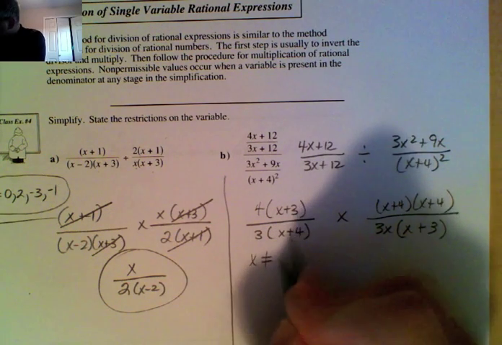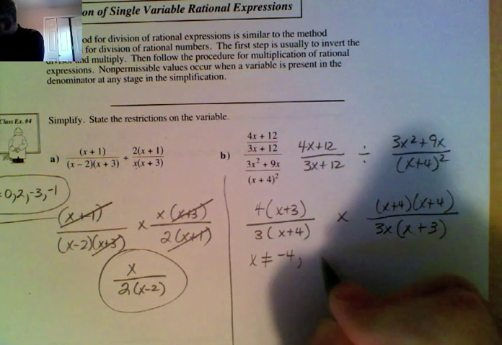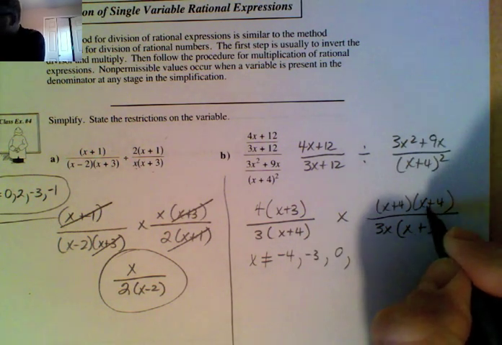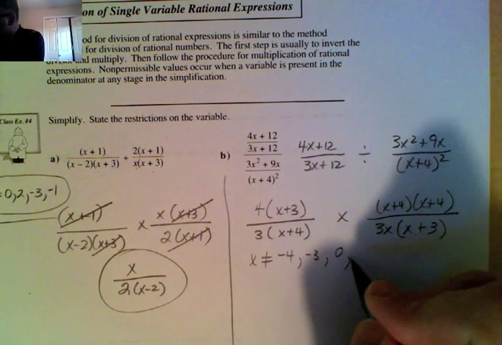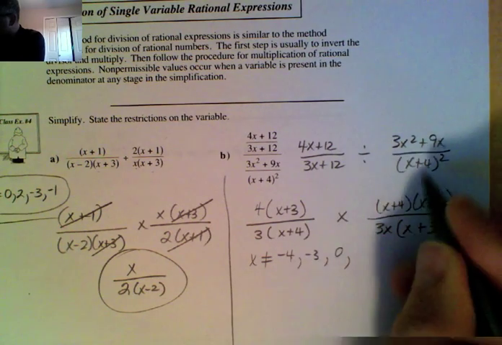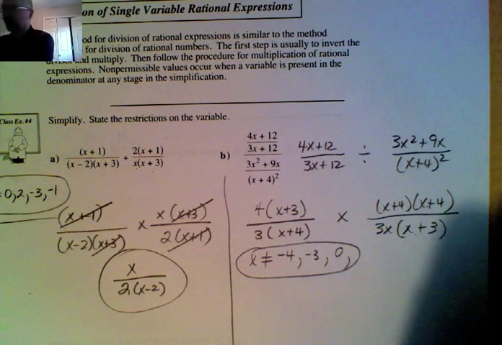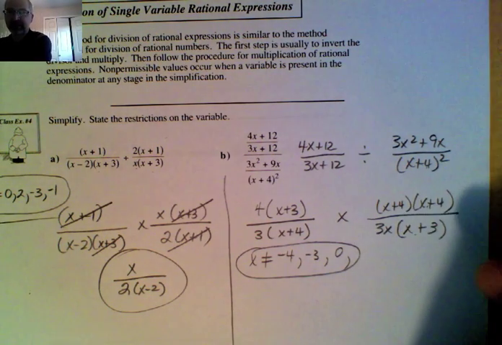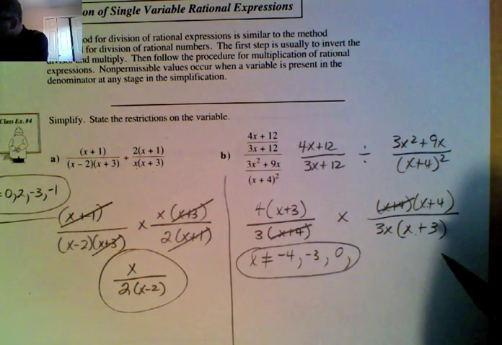X cannot equal -4, -3, 0, and I've got to consider what I put in my numerator here because it was in the denominator in the original expression, and it's -4, and we've already accounted for that. So there's my restrictions. So after I state my restrictions, then I begin simplifying. So I have an x plus 4 eliminating an x plus 4.